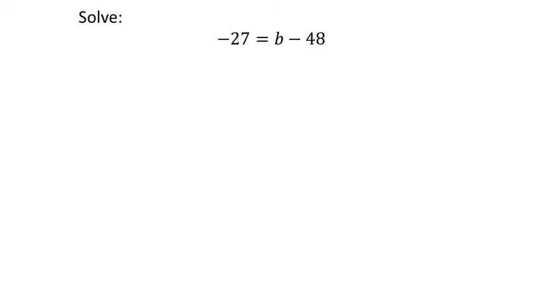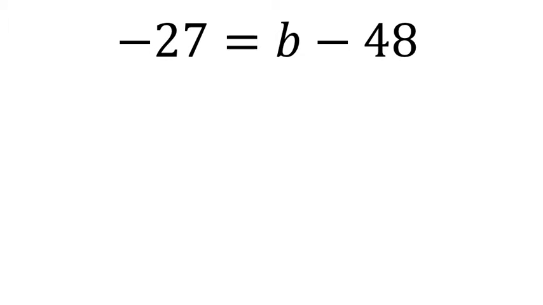All right, here's the next one, okay? Negative 27 equals b minus 48. So this one sets up a little bit different, but we're still going to be using principles of equality to solve these, okay? And we should only need one because these are one-step equations.